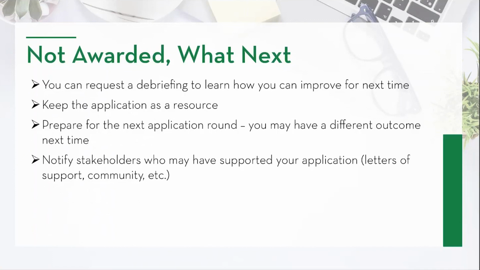If you haven't been awarded, you can request a debriefing to learn how you can improve for next time. So to that end, keep the application as a resource. It might help you prepare for the next application round. You might have a different outcome next time. And then notify stakeholders who may have supported your application by way of letters of support, community members who might have provided letters of support, and/or who may have, in fact, brought the problem to your attention. Any other stakeholders that you notified about your application.